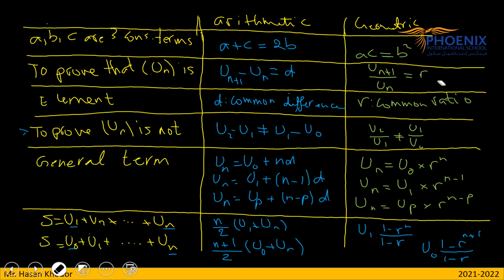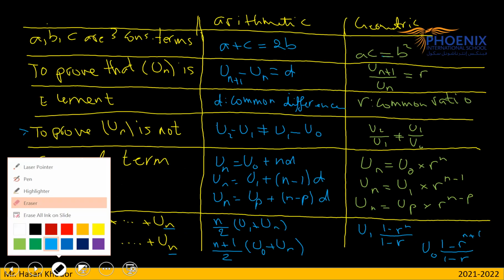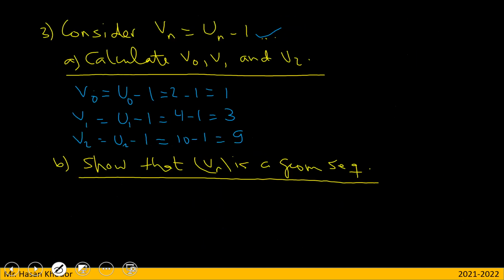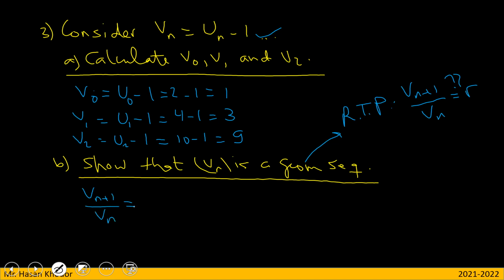Un plus 1 divided by Un is equal to r, if the sequence is Un. Here I have to prove Vn. So what is required to prove? Required to prove that Vn plus 1 divided by Vn is equal to a constant ratio r. Now Vn plus 1 divided by Vn is equal to Vn plus 1 divided by Vn.